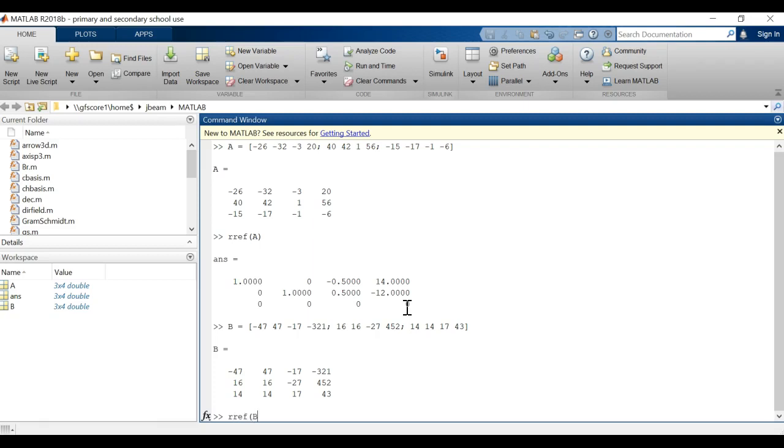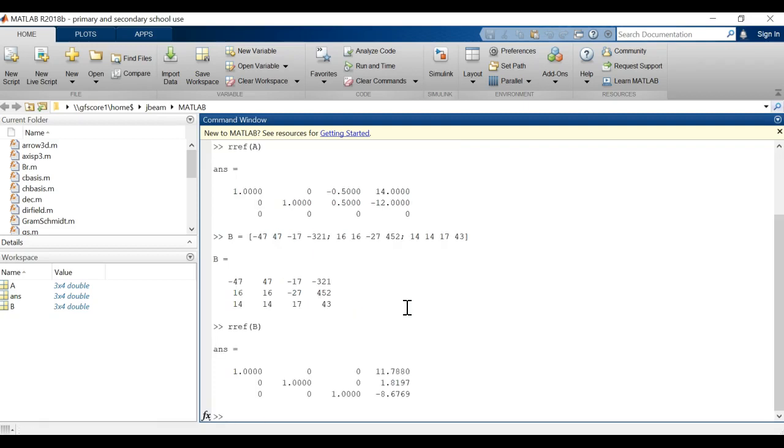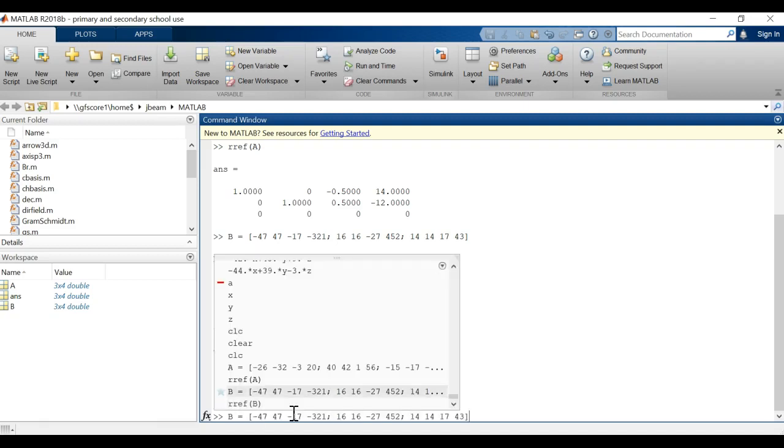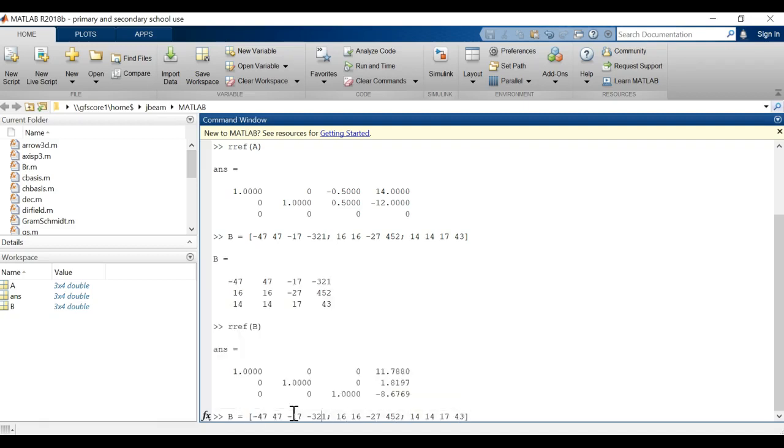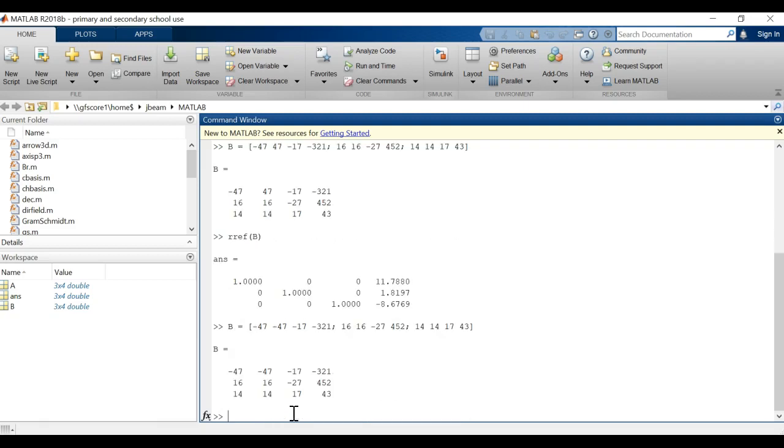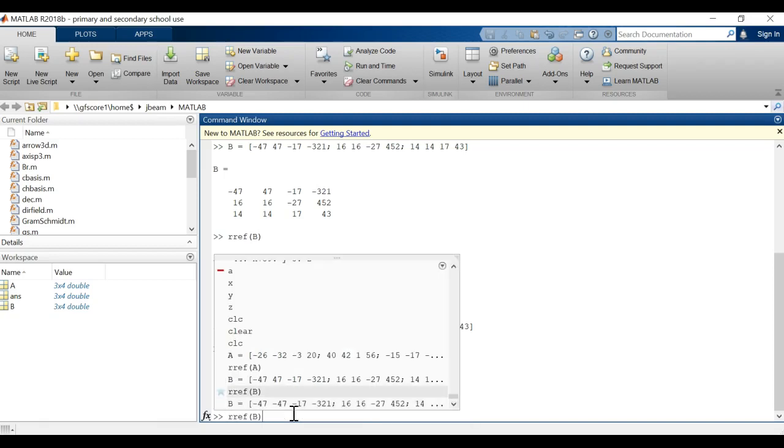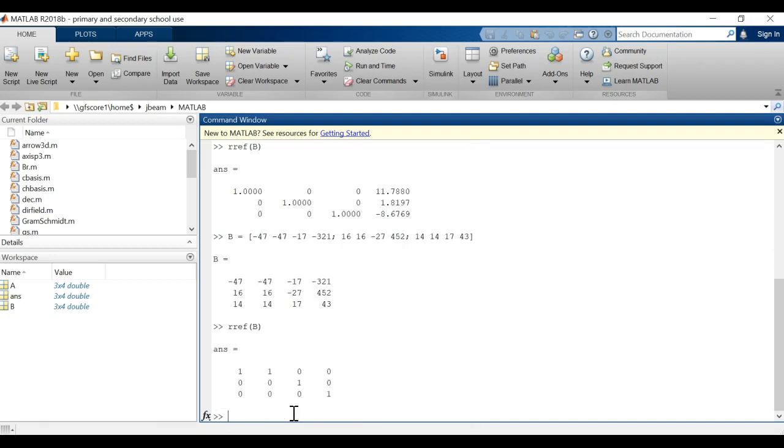Perform Gauss-Jordan on matrix B, and hold on, something's not right there. Okay, I just took a minute and looked back to the problem, and I see where my glitch is, I think. If I go back to the entry for B, this should be a negative 47. There we go, and let's try to RREF that. There we go. Okay.